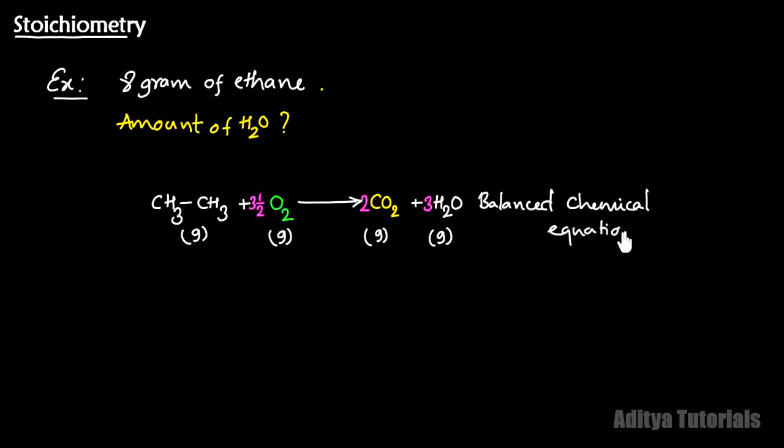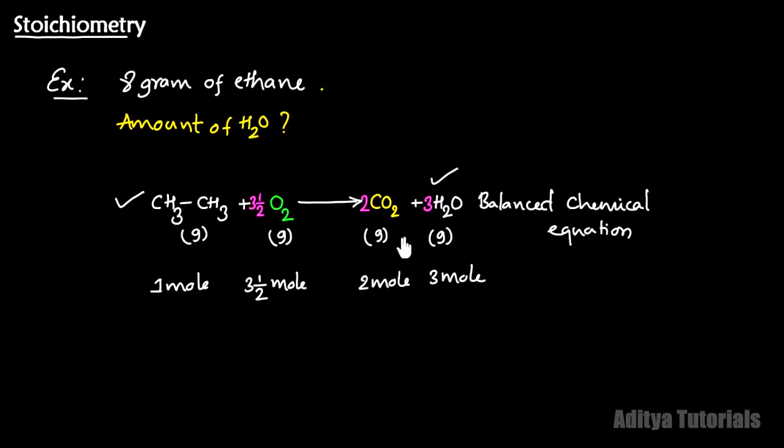Okay, when the equation gets balanced, move to the next part. We have to convert into moles. Here we have only one molecule, therefore 1 mole of ethane reacts with 3 and 1/2 moles of oxygen, and produces 2 moles of carbon dioxide and 3 moles of water. Up to here it is correct. We have taken 8 gram of ethane, so moles should be converted into grams. Only ethane and water we require here.